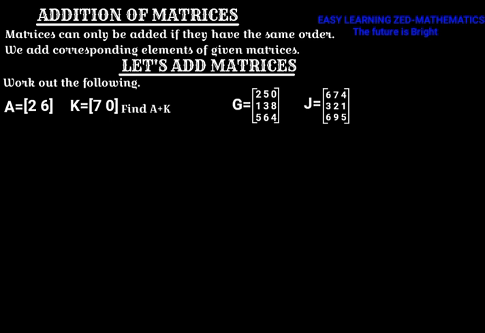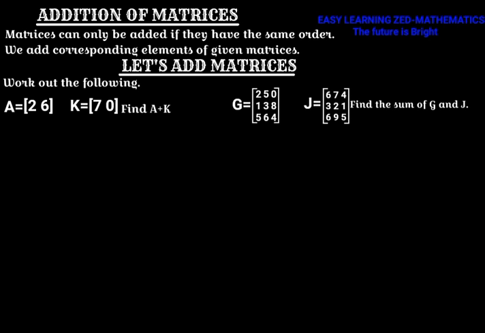Okay, so work out the following. We have got question 1, which has A is equal to [2 6], K is equal to [7 0]. Find A plus K. Here we have got G, which is [2 5 0; 1 3 8; 5 6 4], and J, which is [6 7 4; 3 2 1; 6 9 5]. And the question is find the sum of G and J.